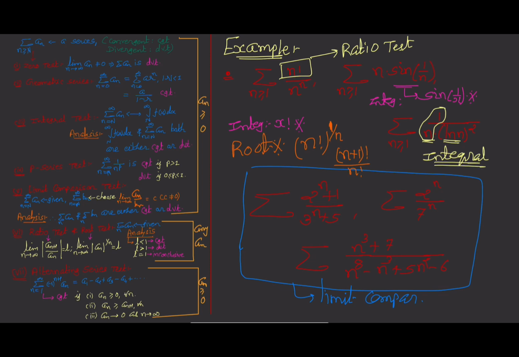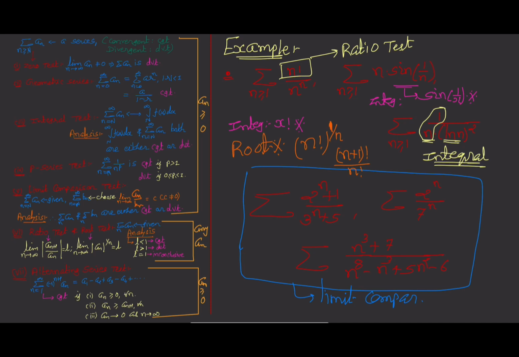So on these 5 to 6 examples, observe your series and then think which test can be helpful. If your series has polynomial terminology, apply the limit comparison test. If it has geometric terminology, this is direct analysis by geometric series; you need to convert this in terms of 2 raised to n upon 3 raised to 5, and so it is a geometric series. Here we have n factorial, so the ratio test only.